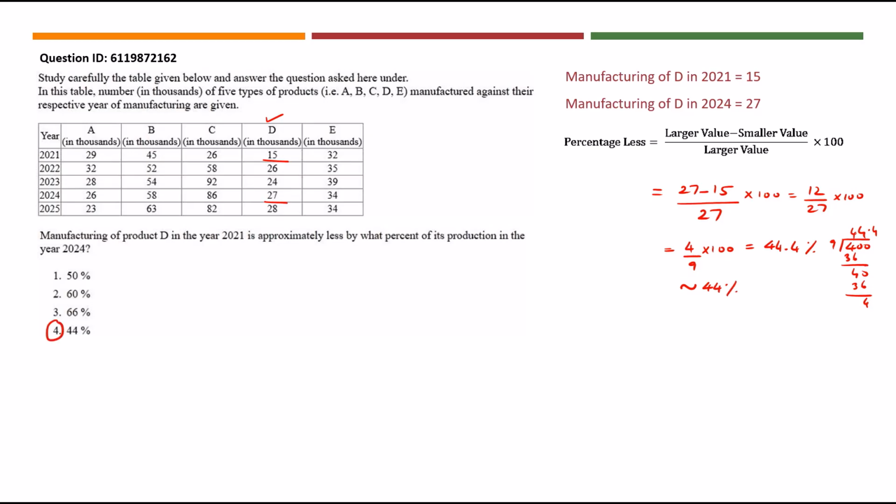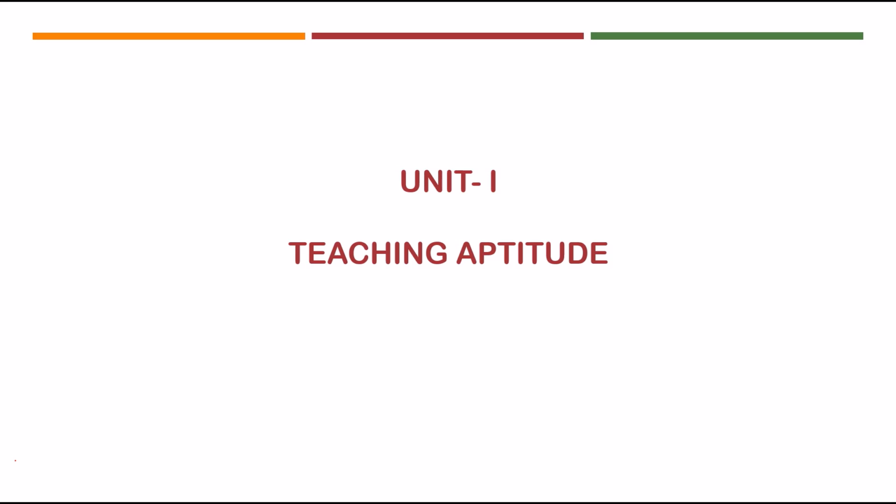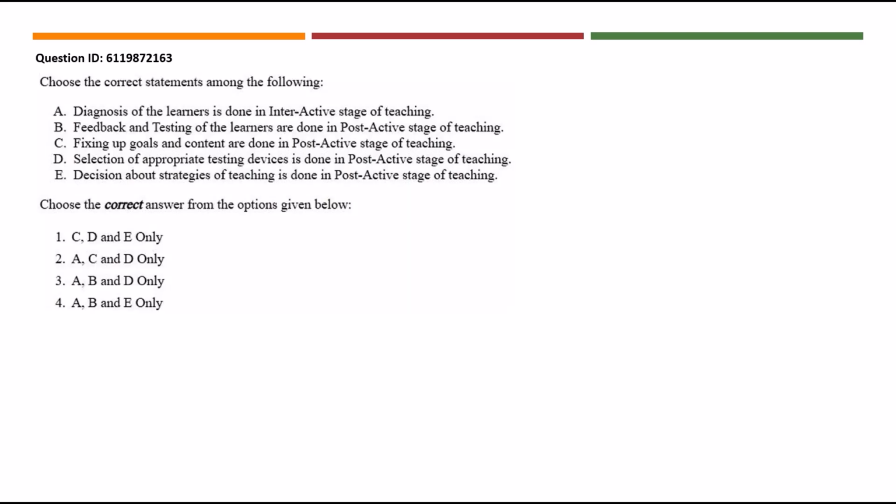Option number 4, 44 percentage will be the right answer. We have completed unit 7. We'll move on to unit 1, teaching aptitude. Choose the correct statements among the following. They have given about the activities or the tasks done during interactive stage and post-active stage of teaching.